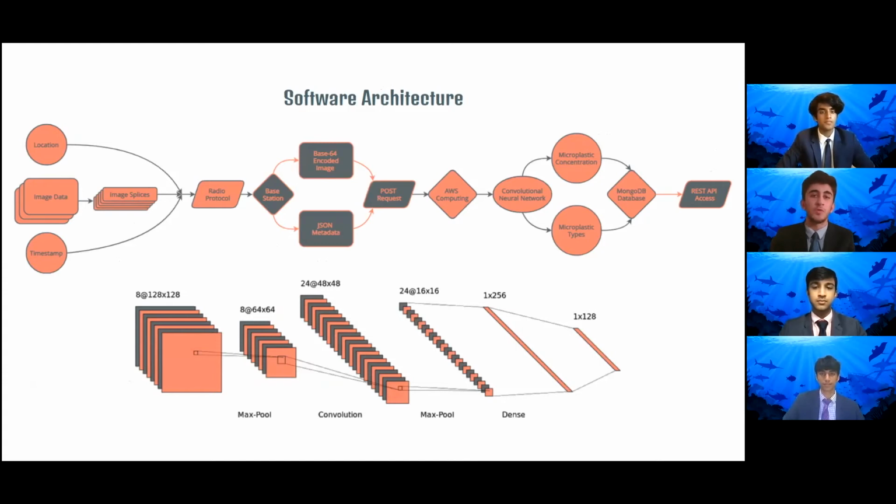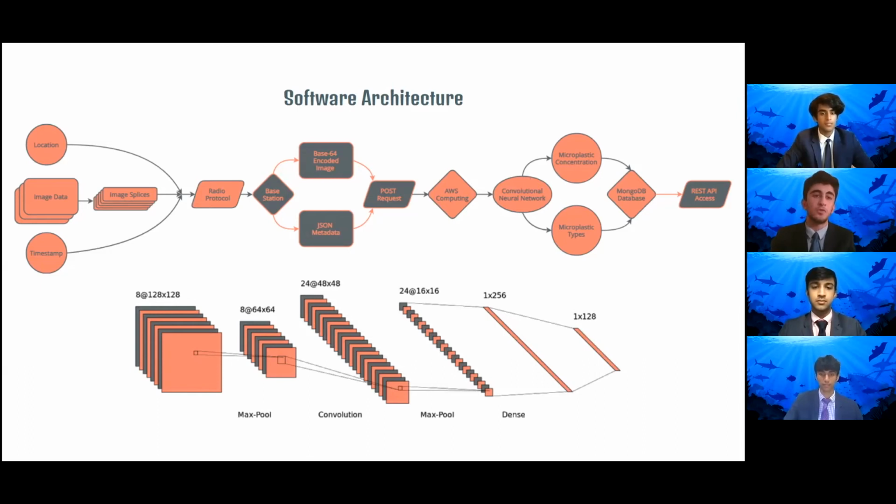This data will then be uploaded to an Amazon Web Services EC2 computing instance through a POST request. When new data is uploaded to the AWS instance, the images will be analyzed with a convolutional neural network, calculating microplastic concentrations and types. And finally, images, metadata, and extracted data will be stored in a MongoDB database with a REST API allowing for accessible customer access.